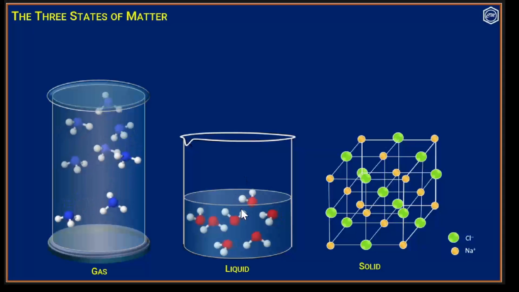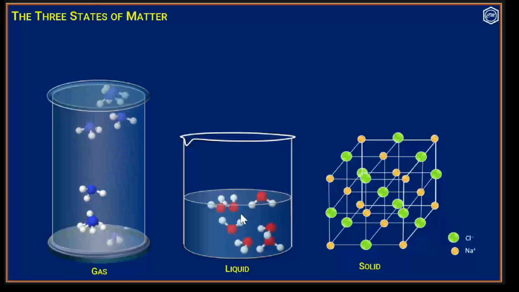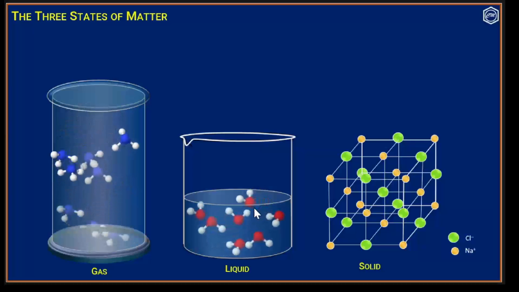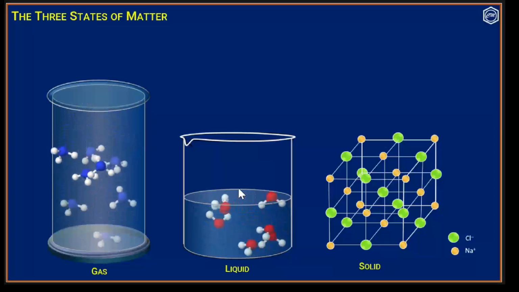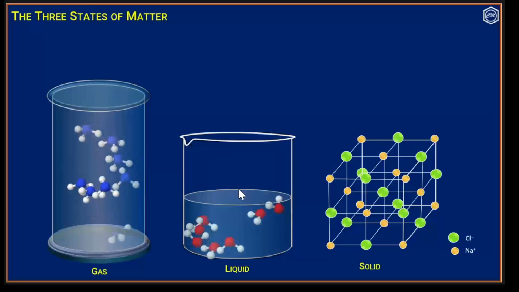Liquids have a definite volume but no fixed shape. It takes the shape of the containing vessel. The intermolecular forces are stronger than in gases. Liquids are characterized by properties like fluidity, density, viscosity, surface tension, vapor pressure, etc.